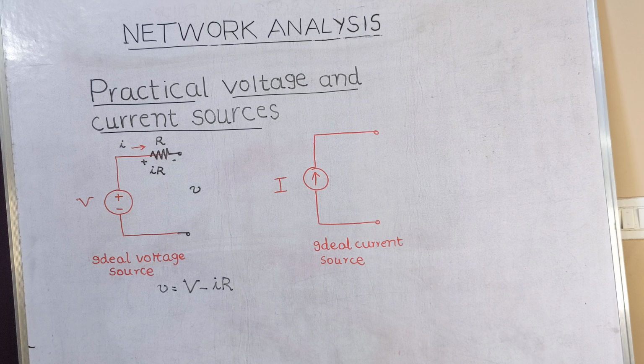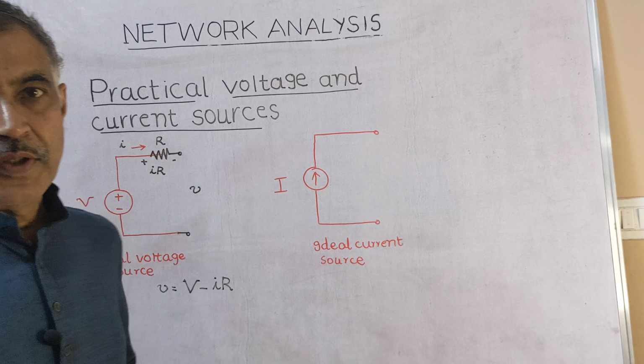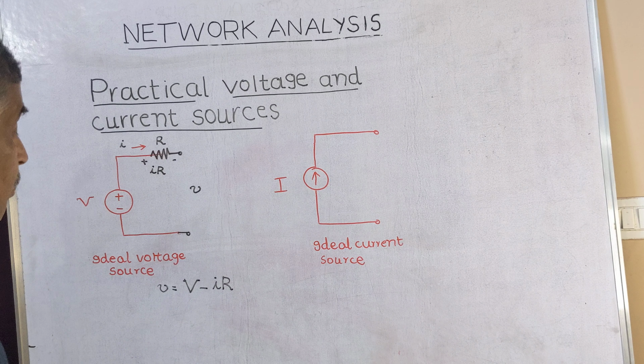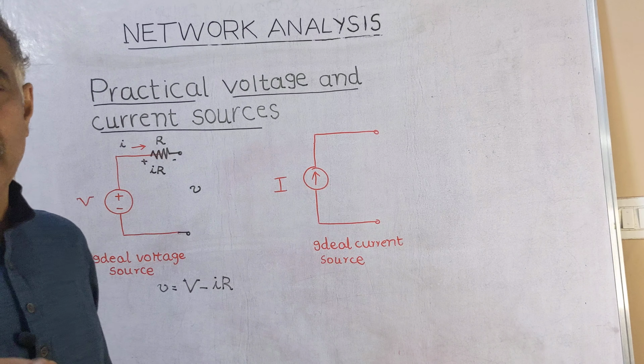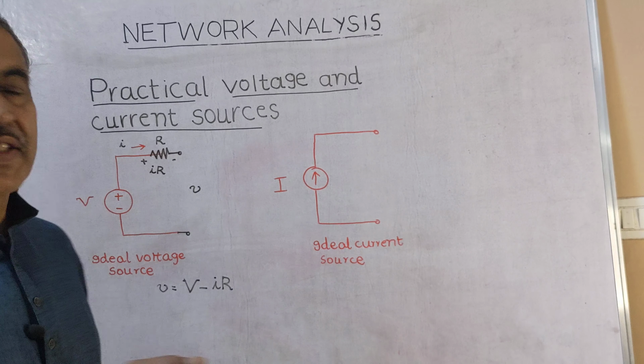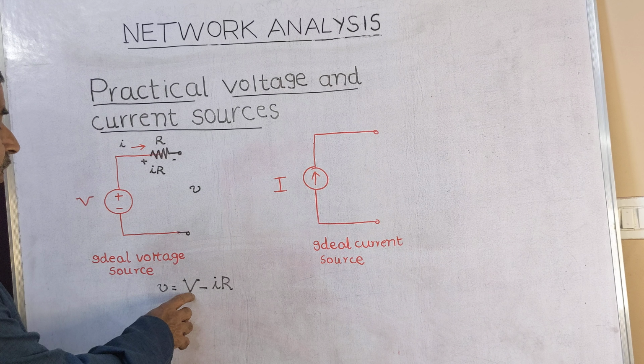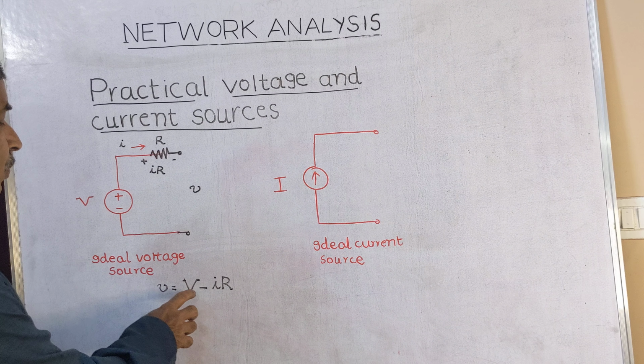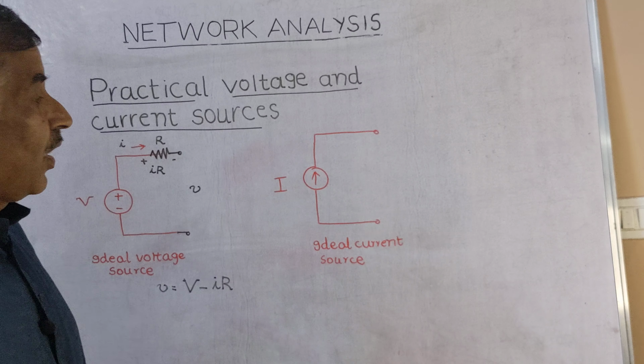This is what is called as a practical voltage source. So for a practical voltage source, terminal voltage small v, don't get confused with capital V and small v. Small v is terminal voltage, whereas V is source voltage. So v is equal to V minus IR.